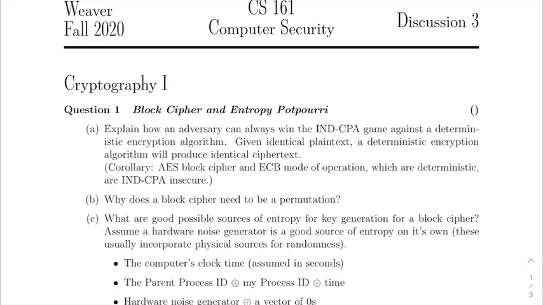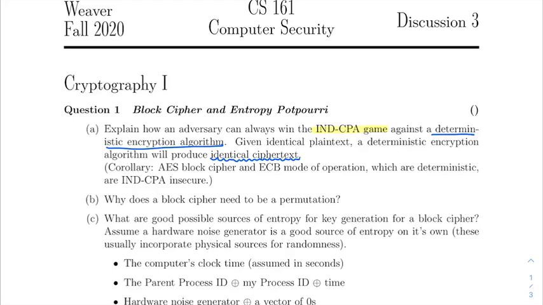Great, so diving into it, question number 1, block ciphers and entropy potpourri. Explain how an adversary can always win the IND-CPA game against a deterministic encryption algorithm. Given identical plaintext, a deterministic encryption algorithm will produce identical ciphertext. So there's a couple of terms being used here. IND-CPA game is one of them. A deterministic encryption algorithm is important to pay attention to. And we're given these parameters of identical plaintext and a deterministic encryption algorithm. And we know from here, because it's by definition deterministic, it produces an identical ciphertext.